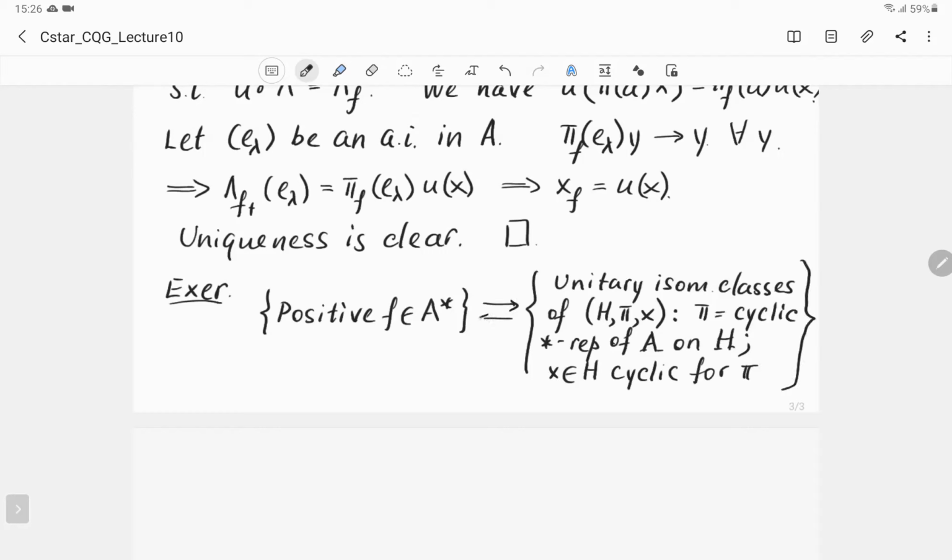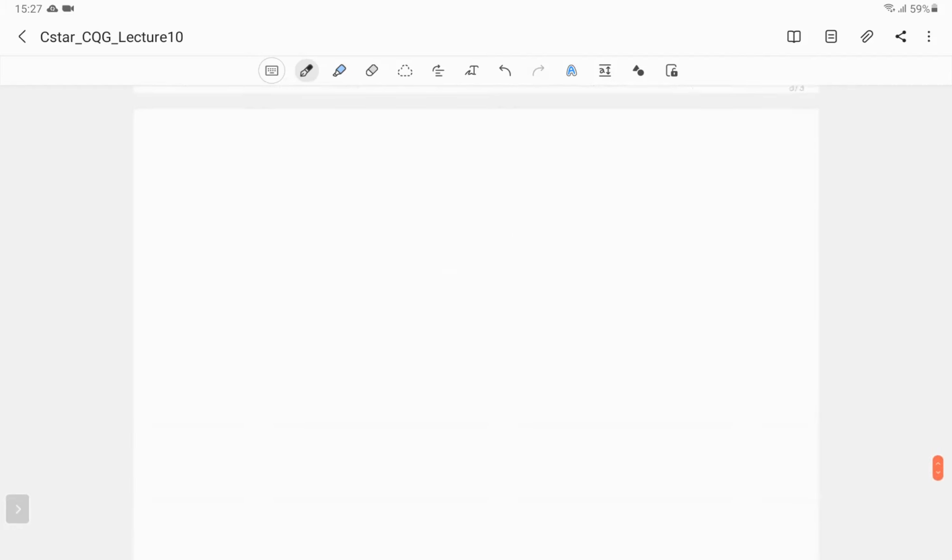It's very easy to introduce the notion of unitary isomorphism between such triples. It's just a unitary isomorphism of representations which respects the cyclic vectors. And it follows from our result that we get a bijection between positive functionals and unitary isomorphism classes of such triples. Okay, that's all that I wanted to tell you about GNS representations. And our next goal will be just to discuss tensor products of C-star algebras.